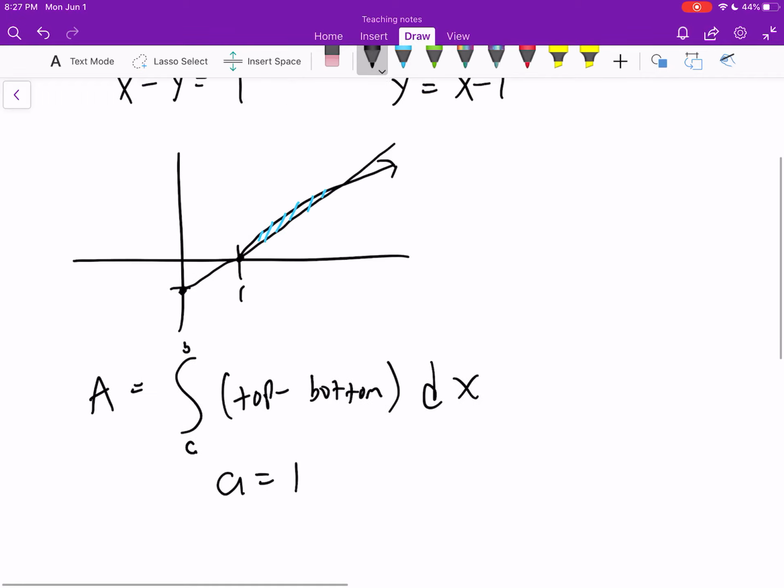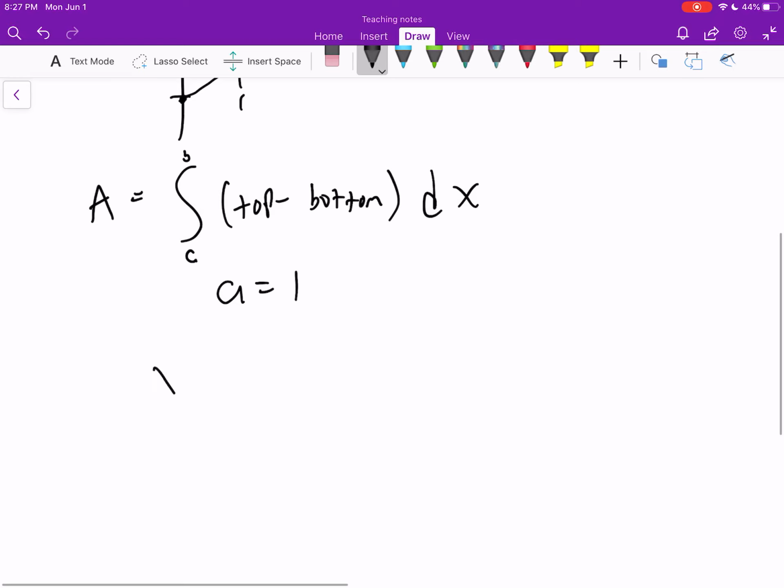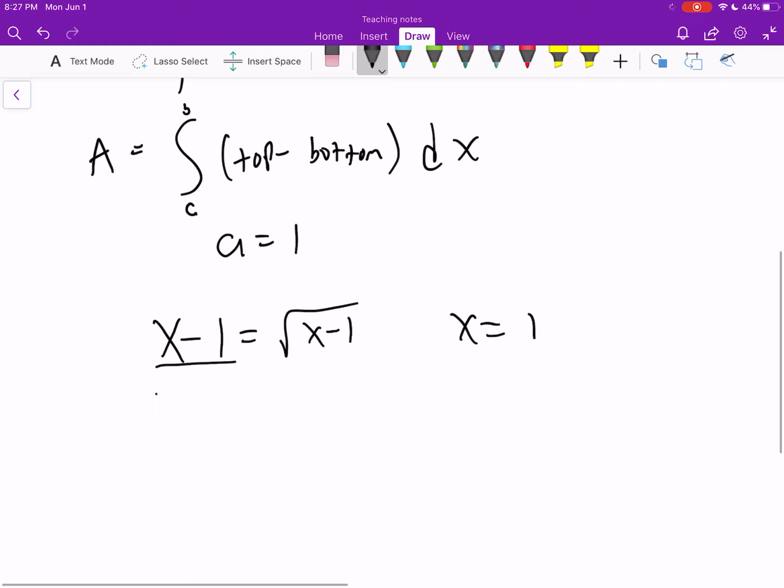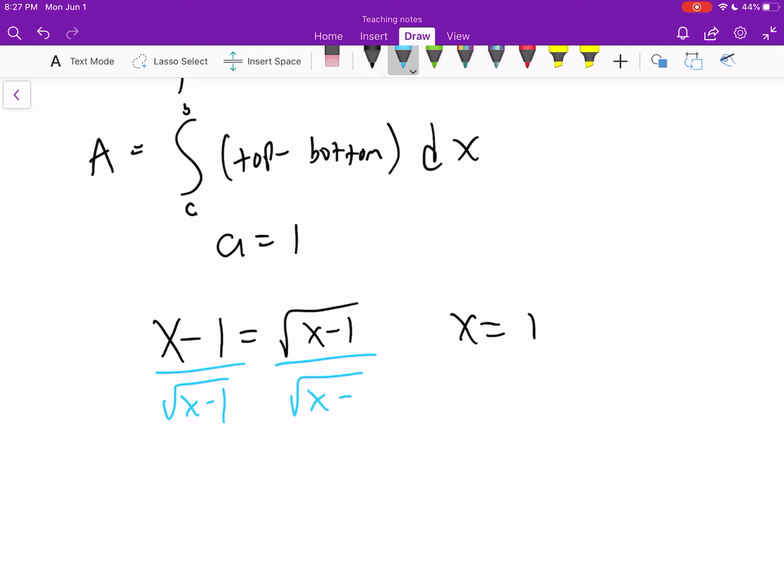And then to figure out what b is, we're just going to solve the equation x minus 1 is equal to the square root of x minus 1. Because we already know that x equals 1 is a solution, I'm going to divide both sides by the square root of x minus 1.